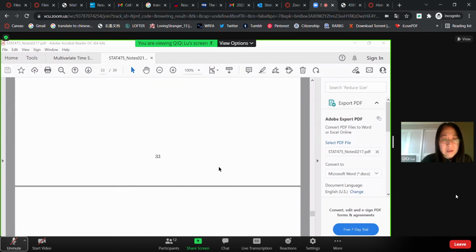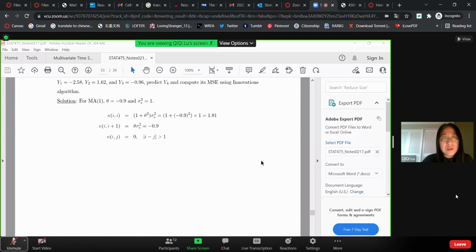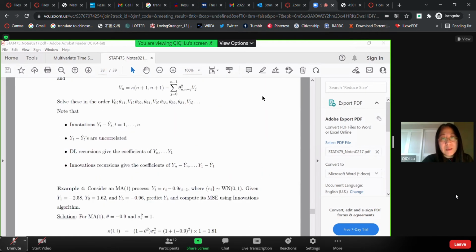So next, we want to calculate. We start right here in the order. We solve all the coefficients in this order: calculate V0 and theta 11, then V1.